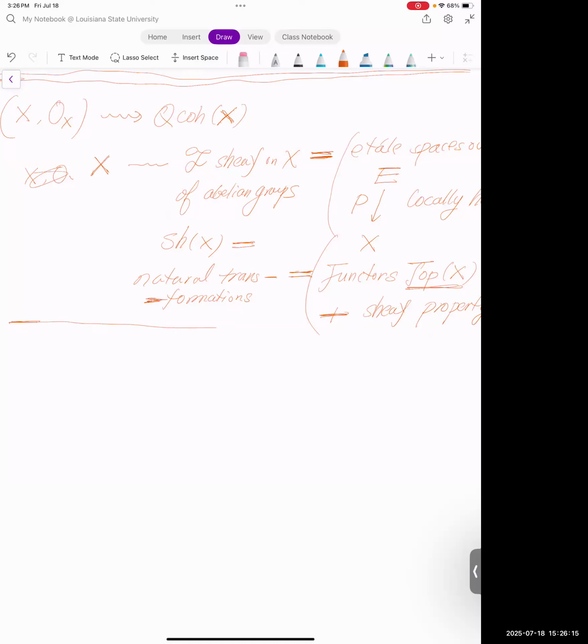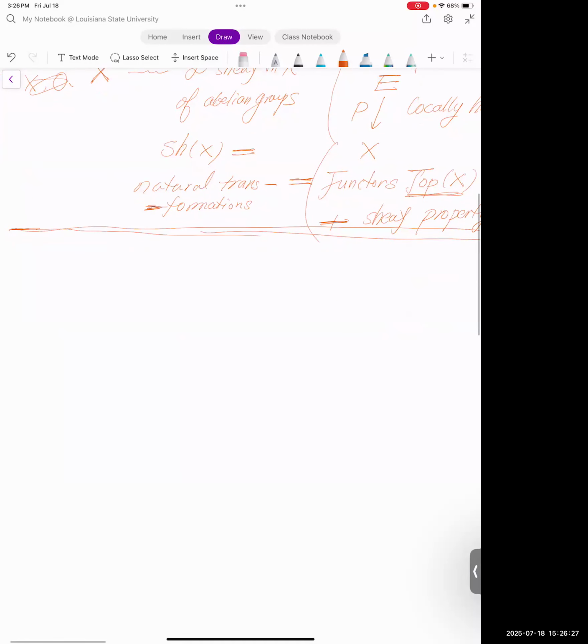And we also need to know about the functors between sheaves on different topological spaces. So the basic idea is, if I have two topological spaces X and Y and a morphism between them, I'm going to have a pair of adjoint functors between their sheaves, called push forward and pull back.